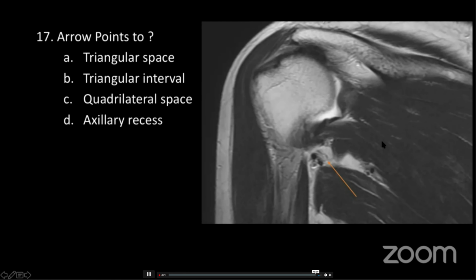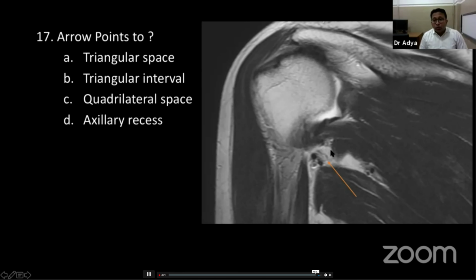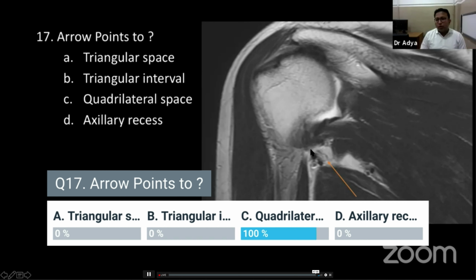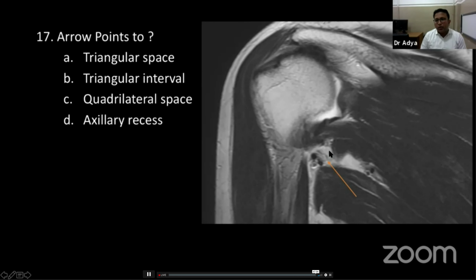I'm ending the poll, sir. So 100% of the attendees have answered C. Great, great. As correctly pointed out by all the attendees, we are looking at a space which is posterior because we are seeing the spine of the scapula from the acromion. So we are looking at a space located at the posterior part of the shoulder with fat and a few neurovascular structures at its center. So this is the quadrilateral space or quadrangular space.